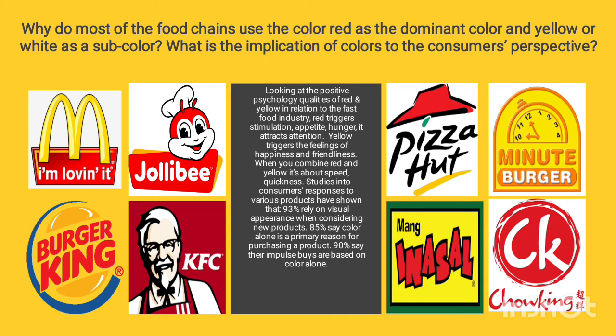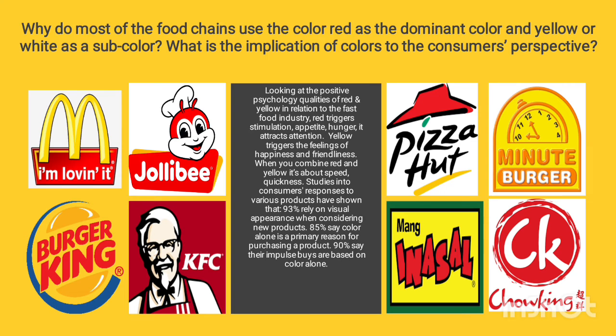Next is, why do most of the food chains use color red as the dominant color and yellow or white as a subcolor? As I have learned from the materials provided by our teacher, some representations of the color red are warmth, urgency, passion, and excitement. This promotes expectation and quick decision making. Yellow represents happiness, cheerfulness, or enthusiasm, and white represents purity, chastity, and cleanliness. So all in all, these colors are combined to promote friendliness, welcoming, and an easy access to a place where you can have it in an instant.